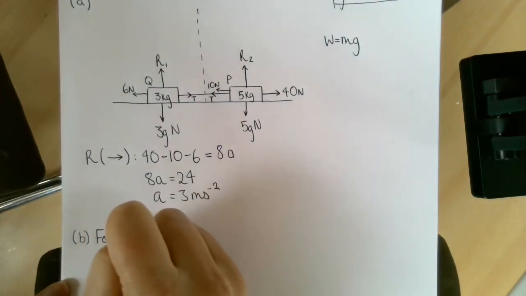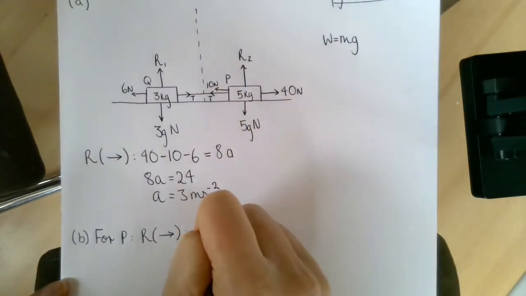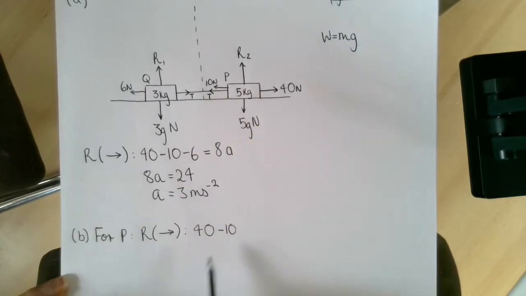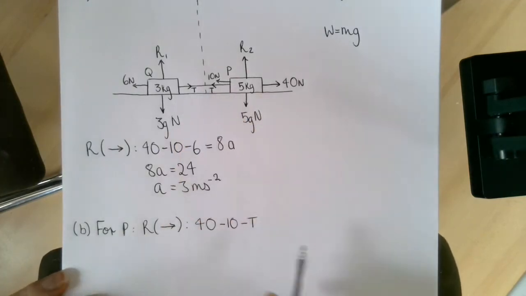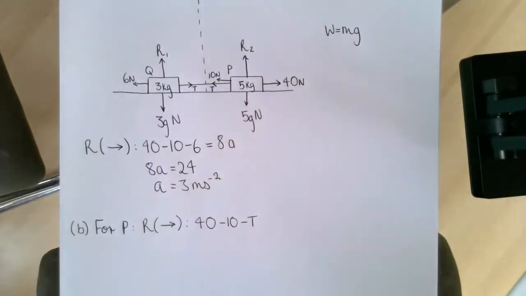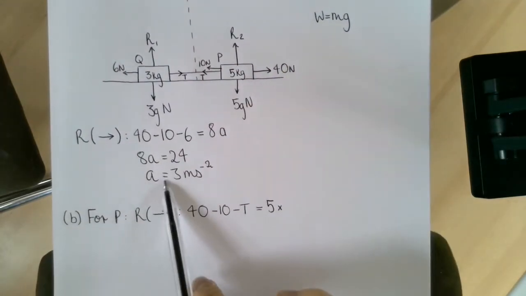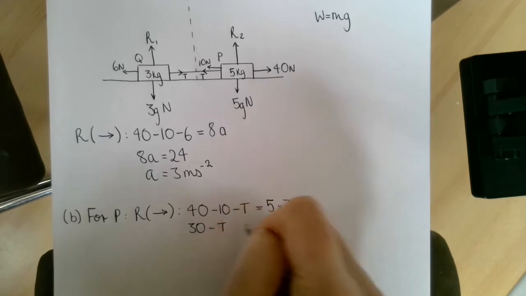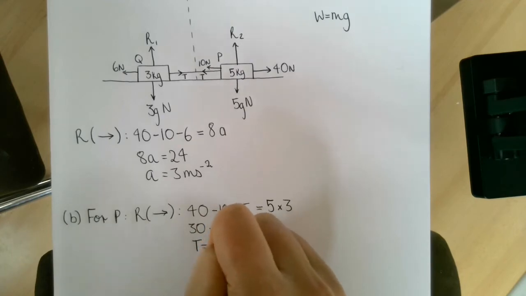So for P, if we resolve horizontally, we've got 40 newtons going in that positive direction, and then we've got 10 newtons of friction in the opposite direction, so we're going to subtract 10, and then we're going to subtract our tension in the string, so that's our resultant force, F, that's equal to mass times acceleration. Now the mass is 5 kilograms, the acceleration we just found in part A is 3. So we've got 30 subtract T is equal to 15, and so T is equal to 15 newtons.